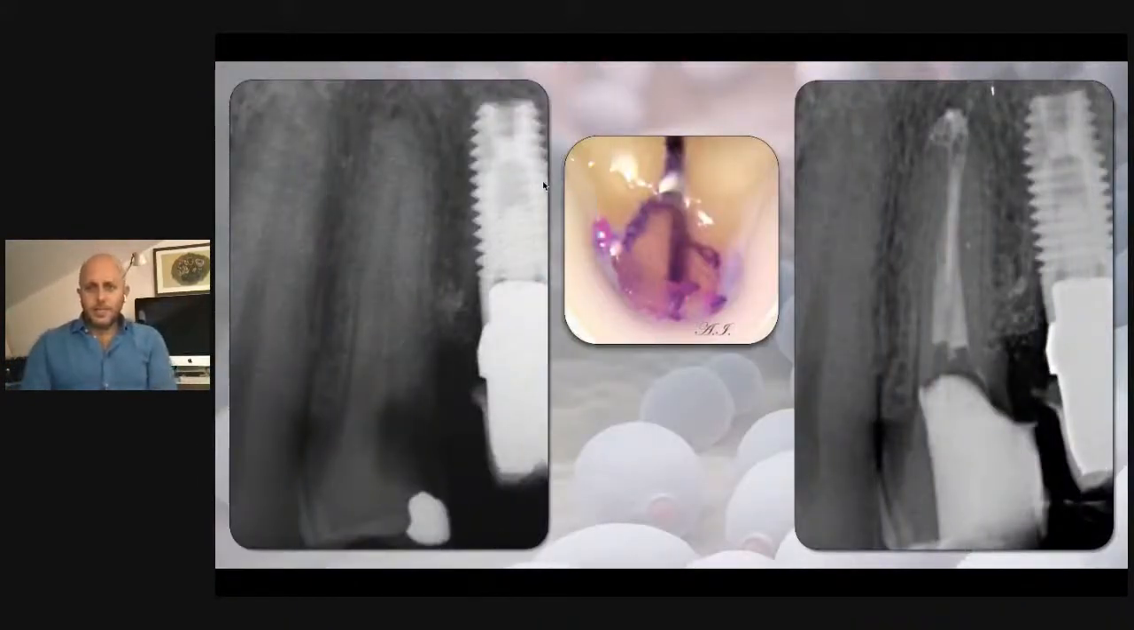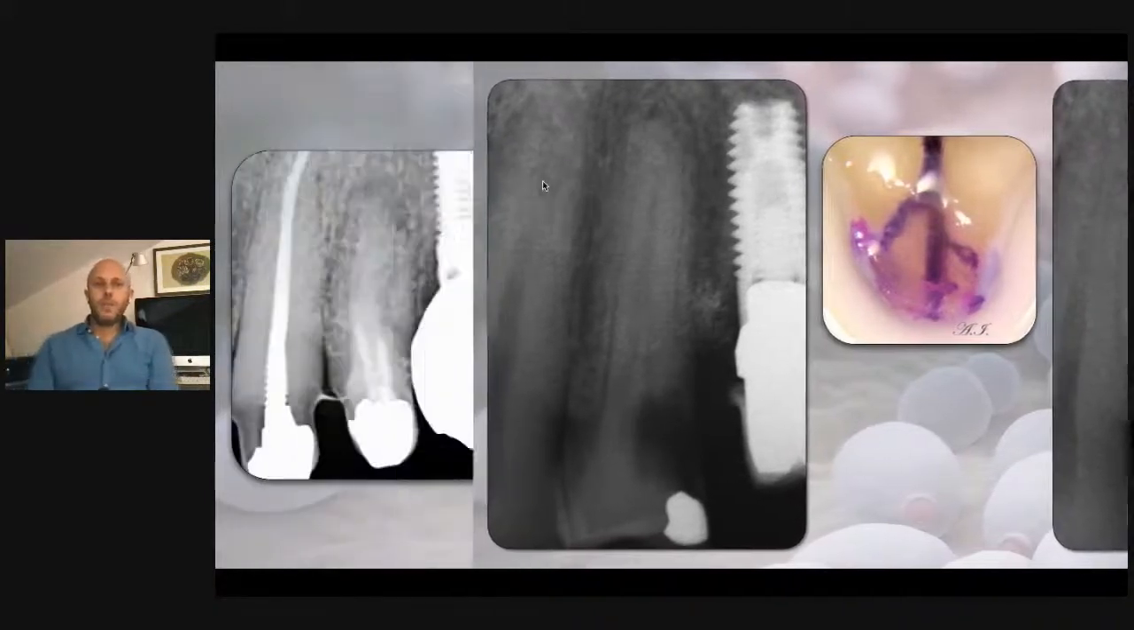This is another case of a complex apical delta cleaned thanks to the help of irrigating solution. And if irrigating solution helps us in cleaning the apical delta, the obturation materials can fill the endodontic anatomy and all the complexities of the endodontic space.